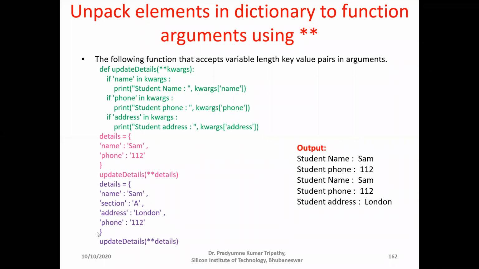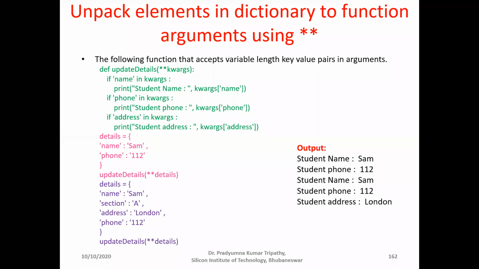Suppose I take the details like this, where name, section, address, phone, 4 things are there, 4 keys are there. If there are 4 keys and I am passing with double star, now we have 4 keys over here. So I check whether it is there or not. If it is there, print the value. So I can have a variable length dictionary which can also be passed, and it can be unpacked while calling it, and also while receiving it. While calling I can pass, while receiving also I can have a double star. This example needs to be understood.